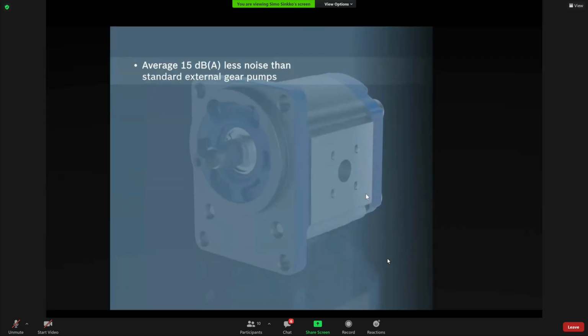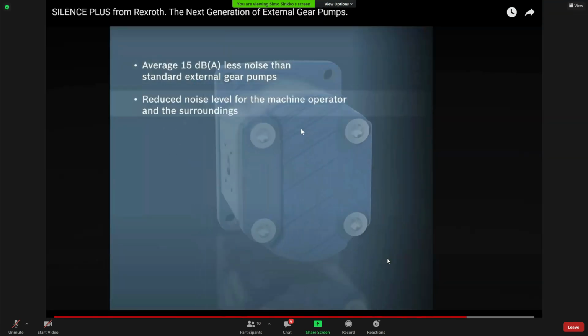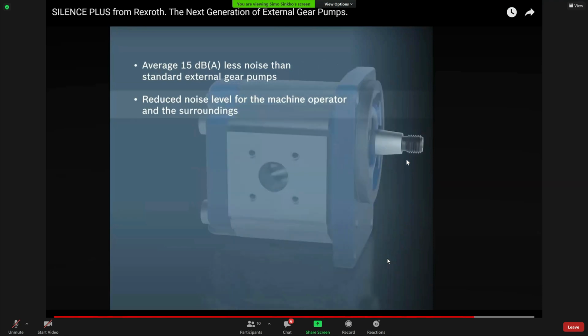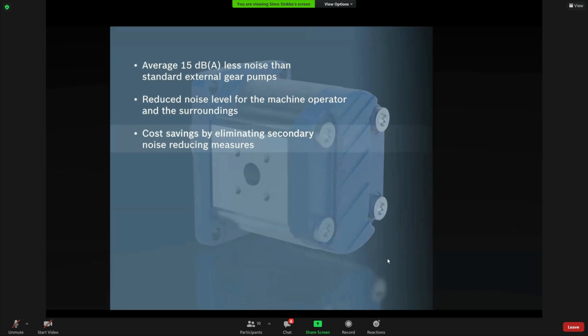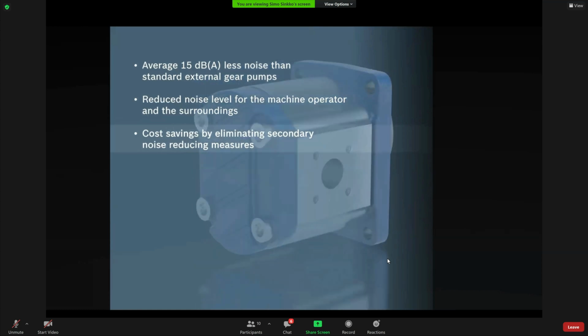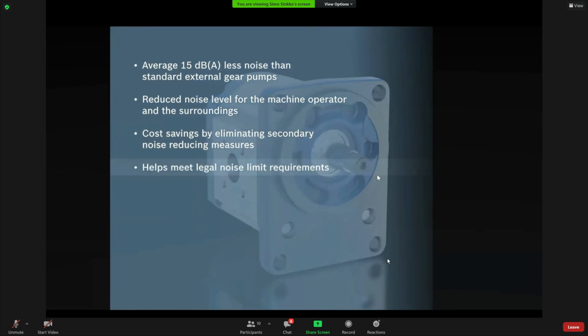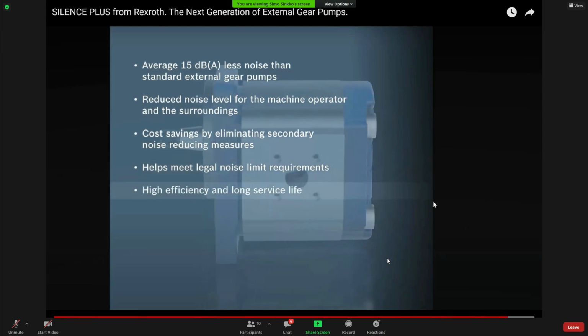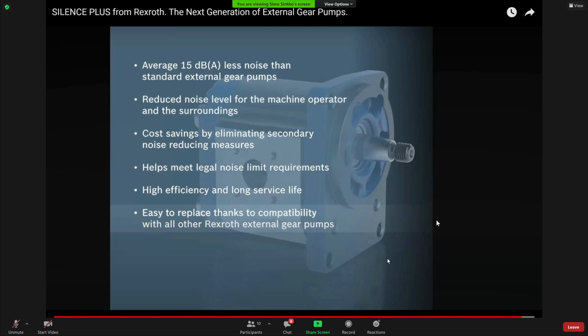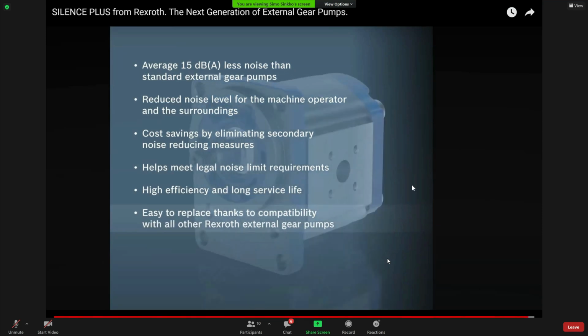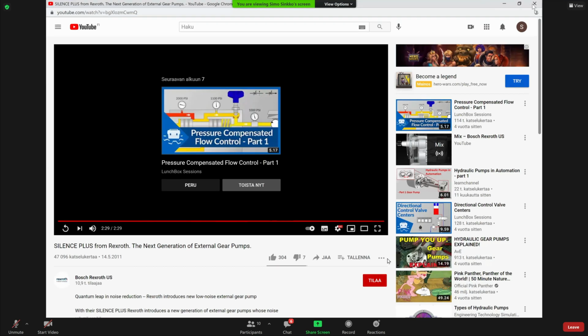Yes, this is more like an advertisement about this pump. Okay, I think that was enough for this one.